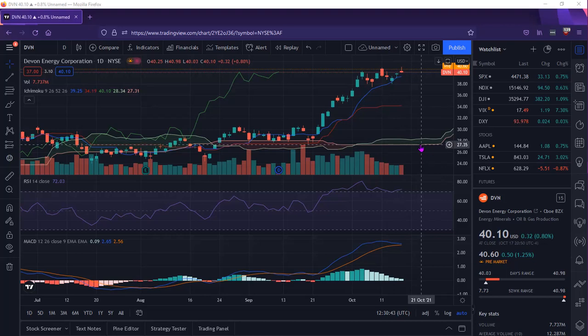The A line is the middle of your conversion line and your baseline, but it's moved forward 26 days. That's why you can see that these lines extend past the current price action. The B line is your 52-day high and low average, and it's also moved forward 26 days. Again, these are plotted 26 days in the future, and they can help you identify trends and future support and resistance.